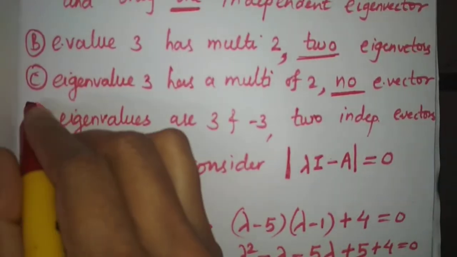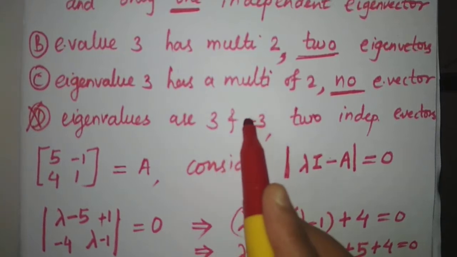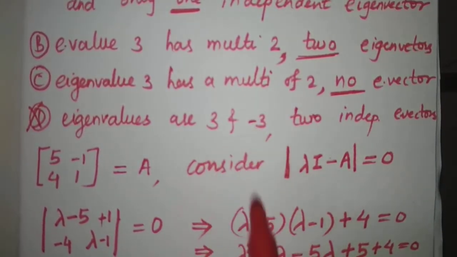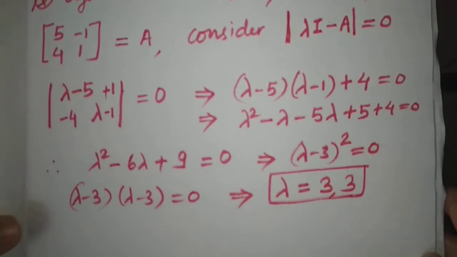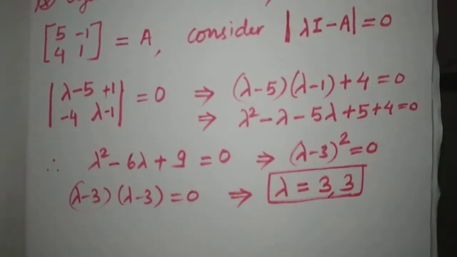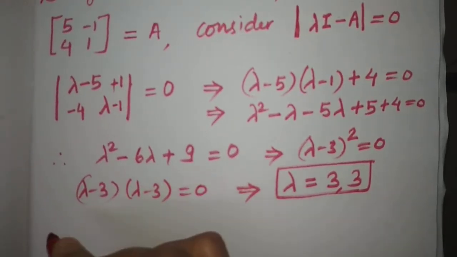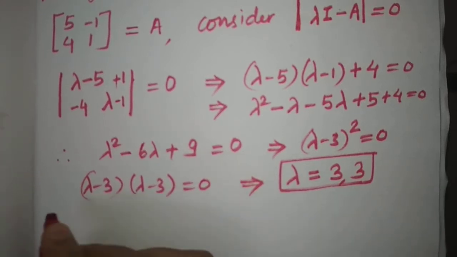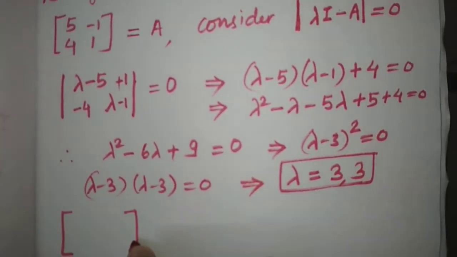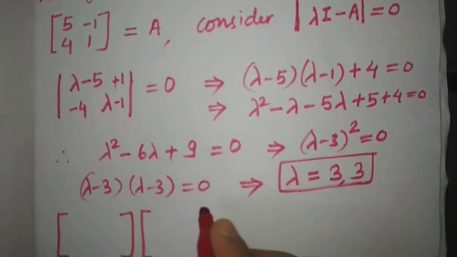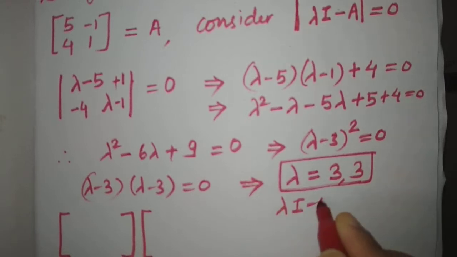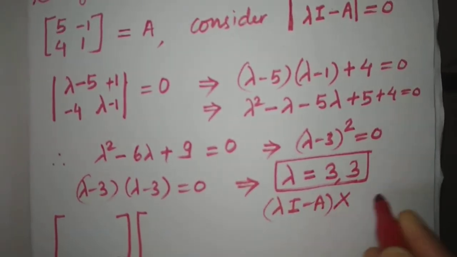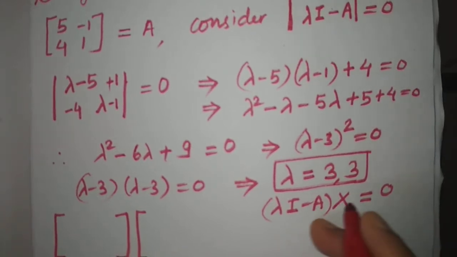So the D option is false, because it says that it has 3 and minus 3 as eigenvalues, and minus 3 is not there, so this is wrong. Now for the remaining 3 options we have to find out which of them are correct. So just find out the eigenvector for this eigenvalue. For this you consider the matrix lambda I minus A and write the system. The system is lambda I minus A applied to x equated to 0, and solve this system.